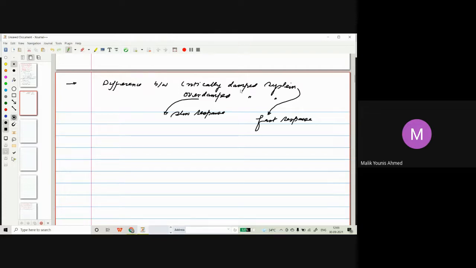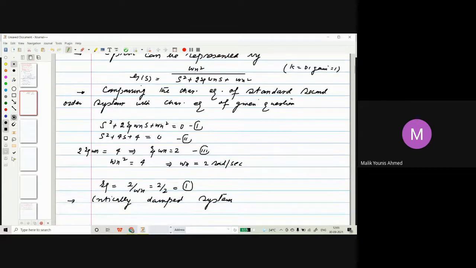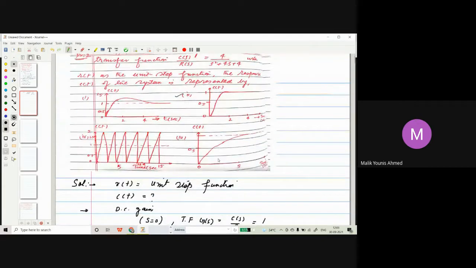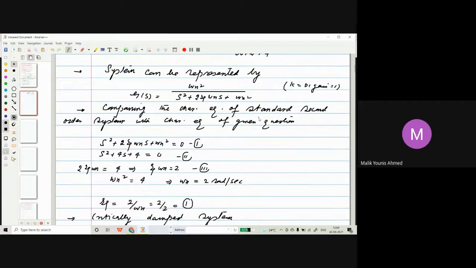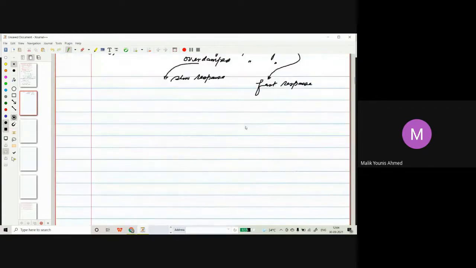So critically damped, you should always remember, is very good, having a fast response, and you can see from the graph also. Critically damped will have a very fast response, whereas the over damped system will take time to reach the steady state value. You can see the very good response, very fast it is approaching, and the other is taking a lot of time to reach the steady state value. That's the difference. So these are some tidbits. You have to always remember these things. Okay, fine.